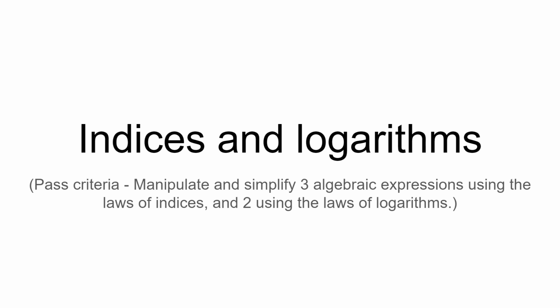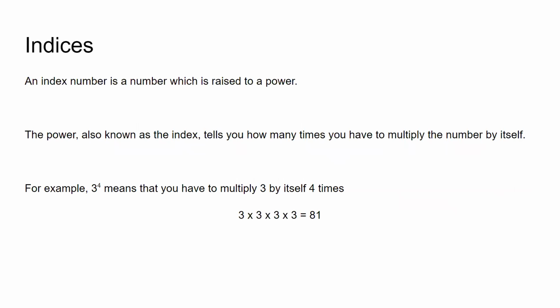Now this is part of the level 2 mathematics course, and the pass criteria is to manipulate and simplify 3 algebraic expressions using the law of indices and then 2 more using the laws of logarithms. So let's show you how to do that. We're going to start with indices.